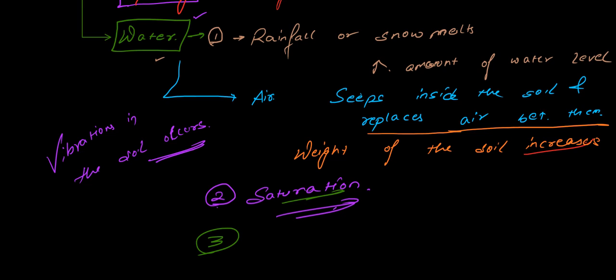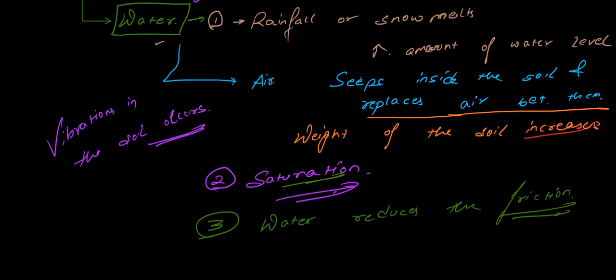Third, as you know, water reduces the friction between surfaces. The soil's frictional force is reduced due to water, which reduces the sliding friction and makes the sliding surface more favorable for mass movements. So here we discussed three main reasons why water plays a vital role in mass movements.